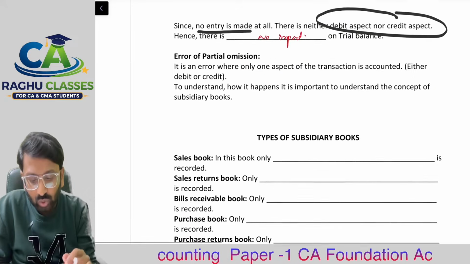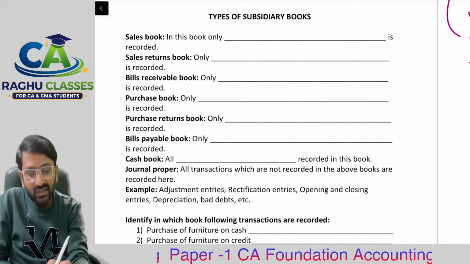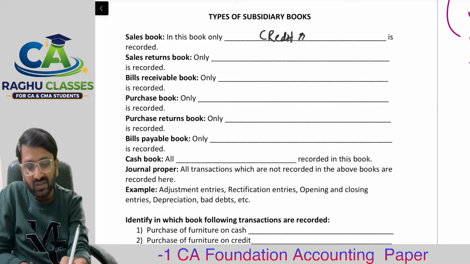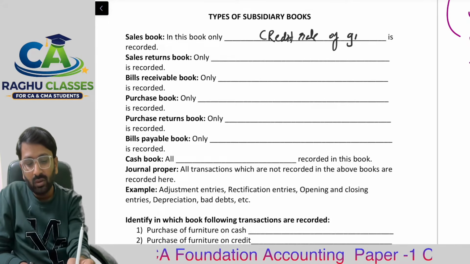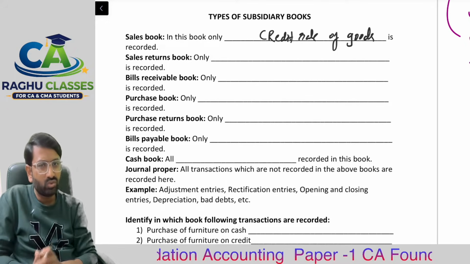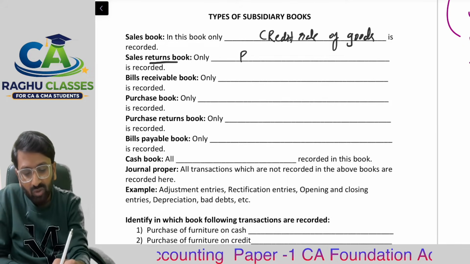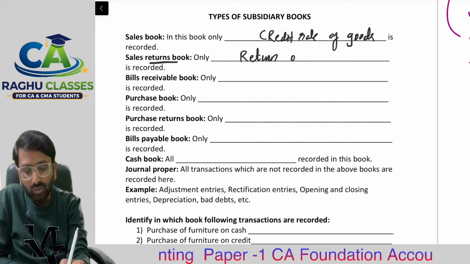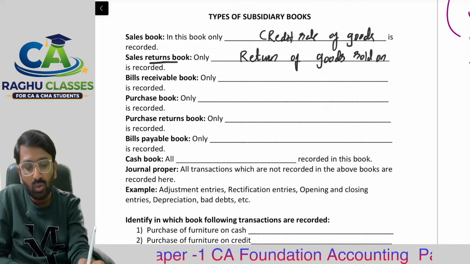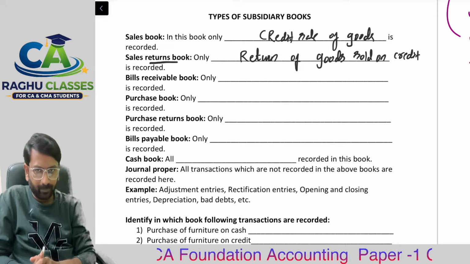Now let's quickly go through different types of subsidiary books. As we already discussed, in the sales book, only credit sale of goods is recorded. If I'm selling any asset on credit, it won't come in the sales book. It will go to general proper. In the sales return book, we record only return of goods sold on credit. So whatever is sold on credit, if that item is coming back to me, we record it in the sales return book.